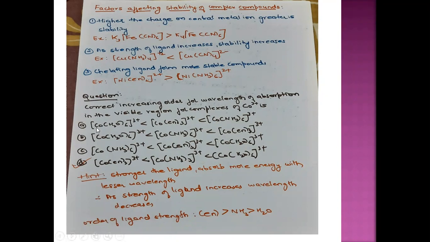So all these 3 you can combine and write as: the stronger the ligand, the more the energy, but the less the wavelength. It means as the strength of the ligand increases, its wavelength decreases. So the decreasing order of ligand strength is nothing but the increasing order of the wavelength. The question asked here: the correct increasing order for the wavelength of absorption in the visible region of the complexes. So 3 complexes of cobalt are given with 3 different ligands. One is water, one is en, one is NH3.